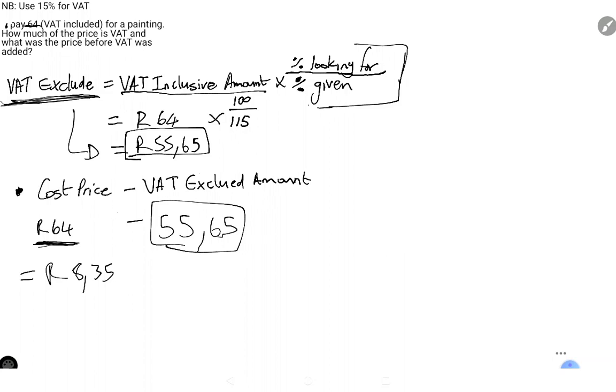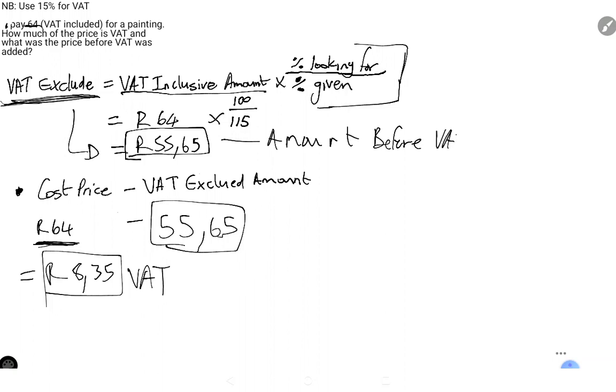And so that is what was required of you. So this here is the VAT amount. This here is the amount before VAT was added.